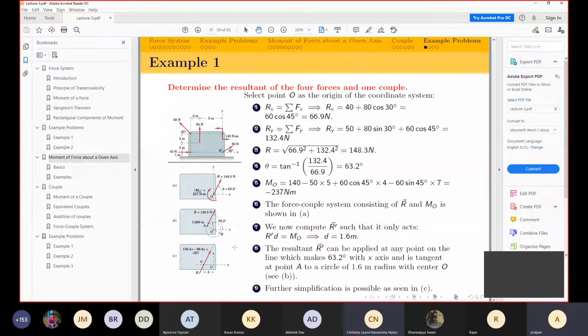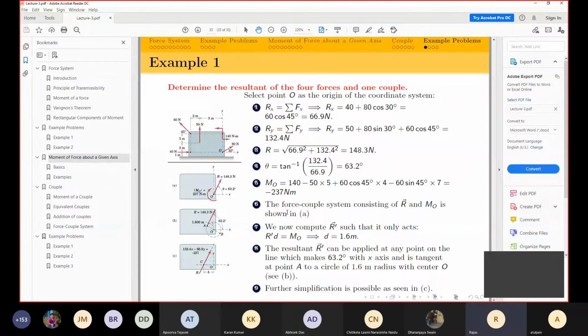Sir, in the first diagram you have written 140 Newton meter. Yes, that's why in M0 I have said 140 minus. Sir, how do you know the direction, whether it is inward or outward? I mean, clockwise is positive, anti-clockwise is negative. This is anti-clockwise. How do you know that is anti-clockwise, sir? By looking at the direction of the arrow. Okay.